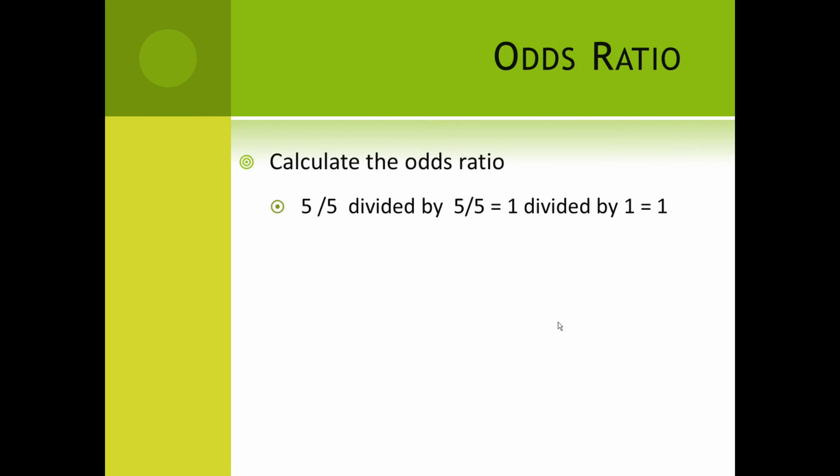So A divided by B, remember, is we've got 5 in this case, so it's 5 divided by 5, and that number is divided by 5 divided by 5. And that is 1 divided by 1, and that works out to be 1. So that's a really important number when it comes to odds ratios, and it is as well when you calculate relative risks, because an odds ratio of 1 means there's no difference, no effect. The treatment has no effect on the outcome.